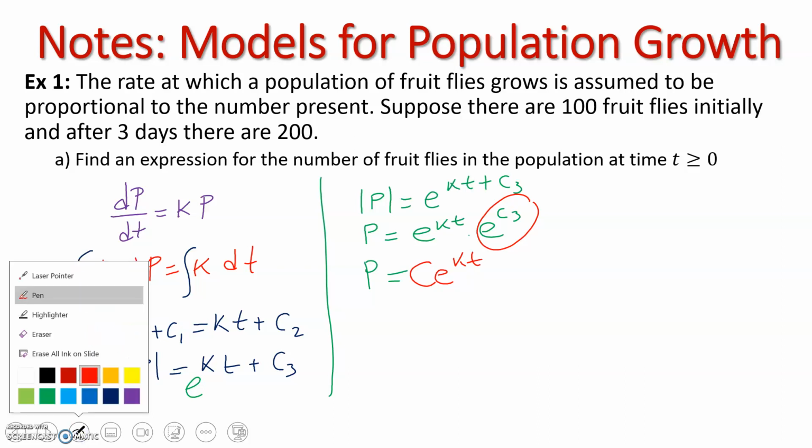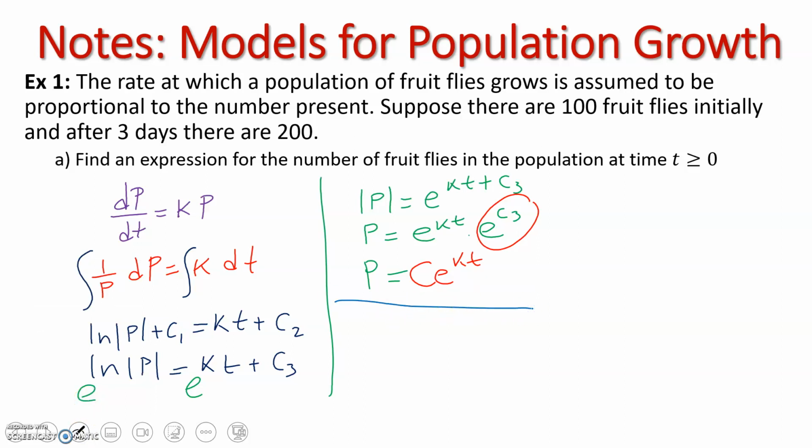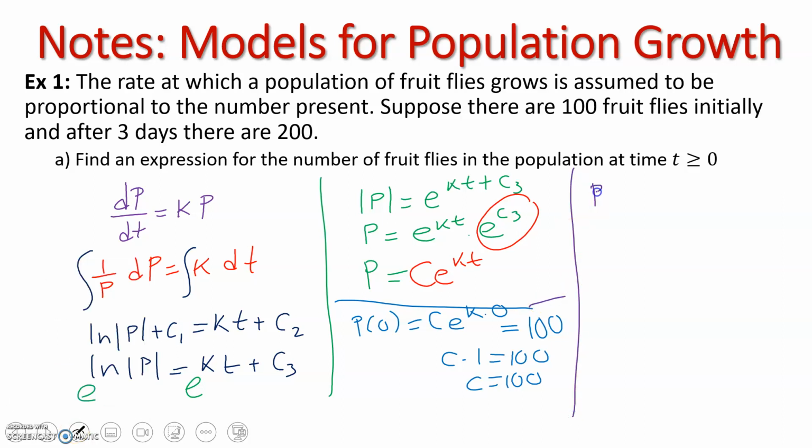We are told that our population initially is 100. So our population at time 0 is c e to the k times 0 is 100. We know that e to the k times 0 is e to the 0, which is 1. So we know that c times 1 is 100. So we know that c is 100, our initial population. Now this gives us that our function, P of t, is equal to 100 e to the k times t.